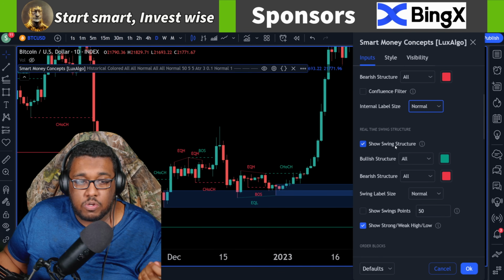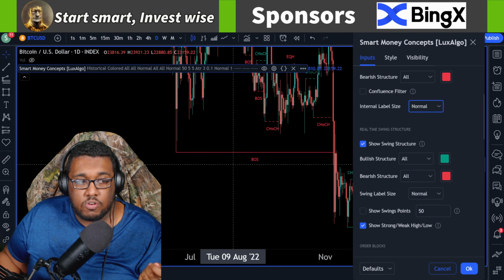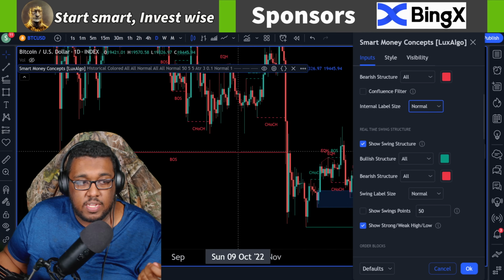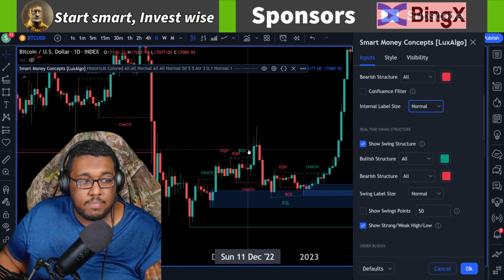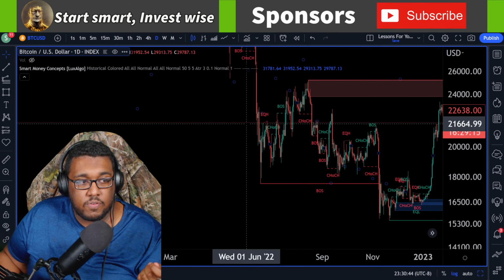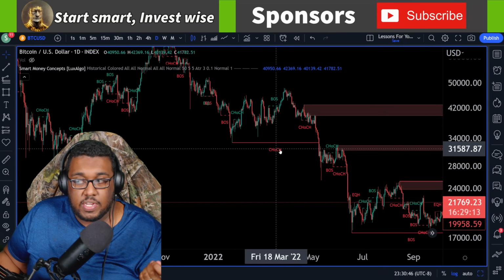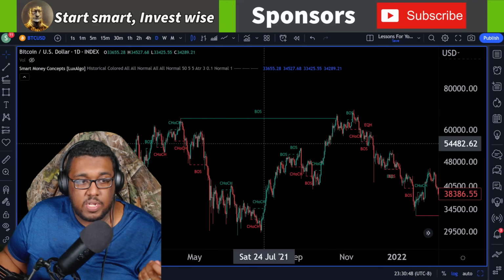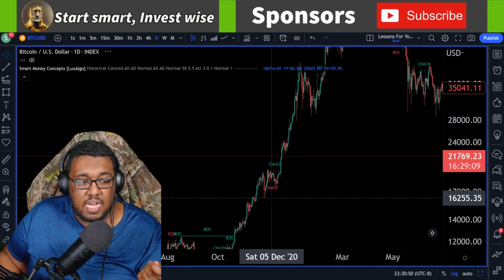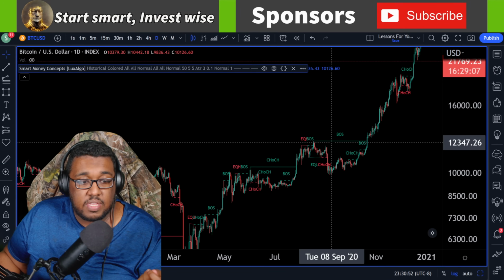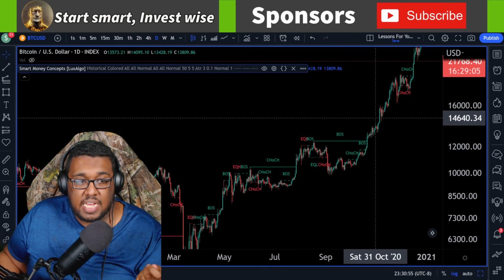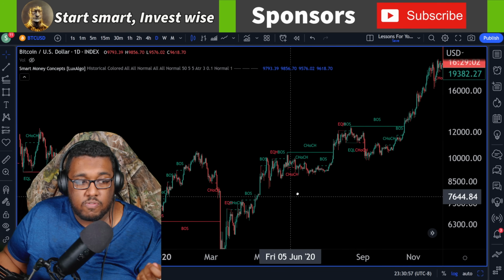Now, as far as show swing structure, these are the larger ones that we talked about as far as BOS right here. And there's not really many more on this chart unless you go back a little bit further in time. Again, change of character right here and a break of structure right there. There's not many of them, okay? Back over here in 2020, a break of structure. That was a really nice move. A change of character right here.